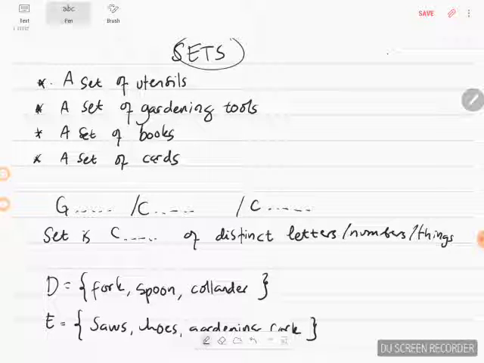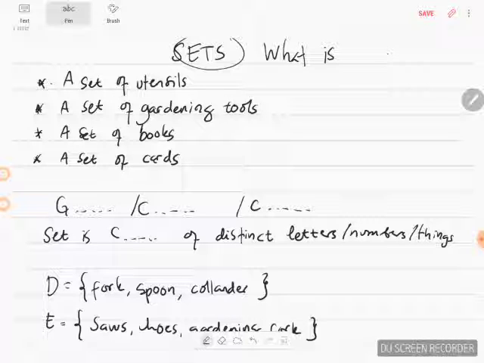Today we are going to study about sets. This is our topic today. Now a quick question, when we are talking about sets, what comes to your mind first? Or what is a set for you? What is a set for you?